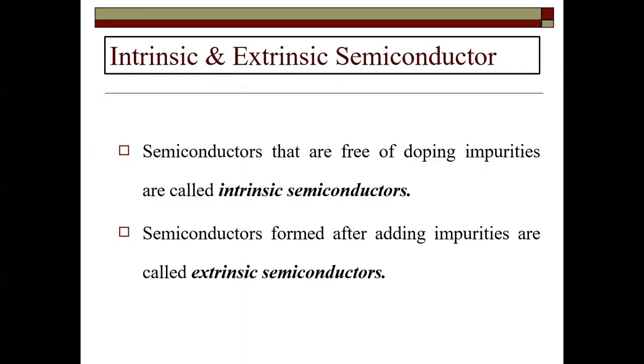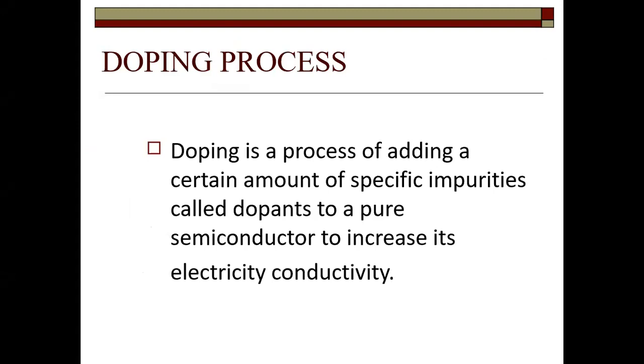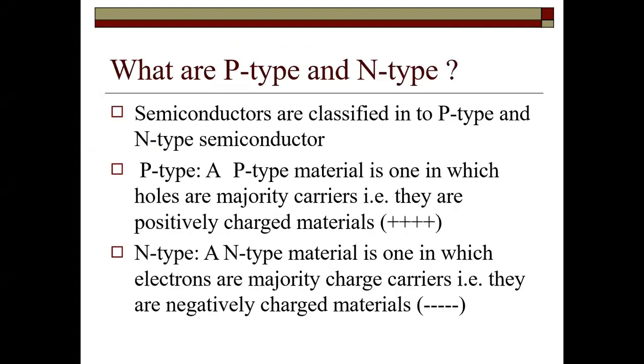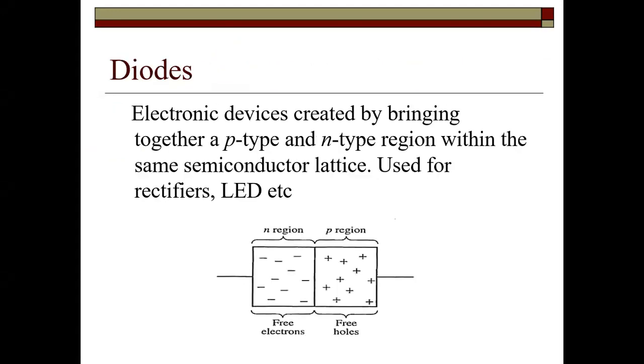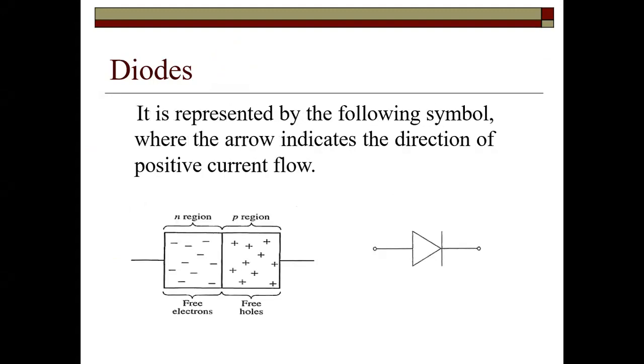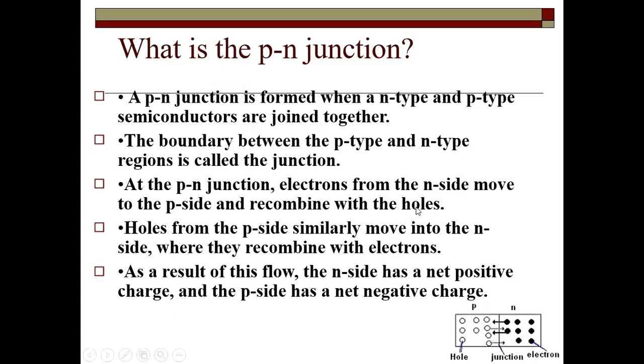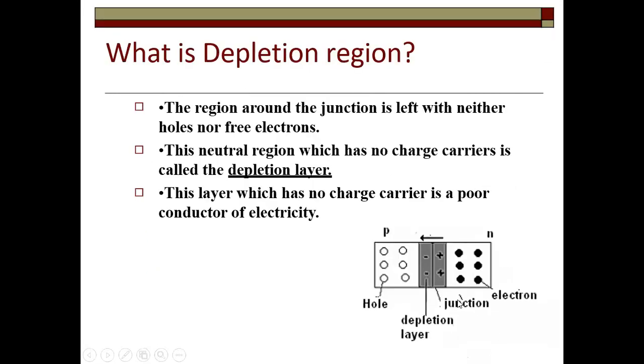We have studied intrinsic and extrinsic semiconductors, doping, and what p-type and n-type semiconductors are. We have studied diodes, the symbol of the diode, what a p-n junction is, and what the depletion layer is. These are the topics we studied in the last class, right?